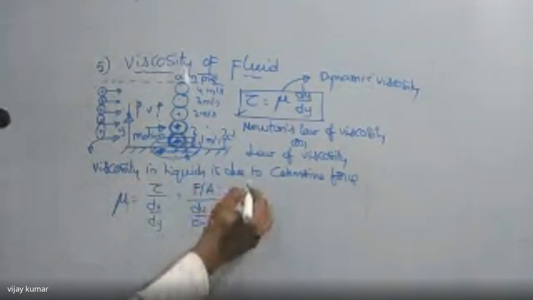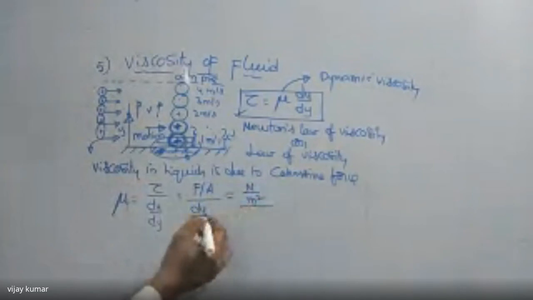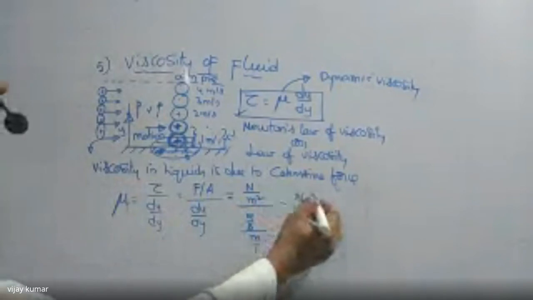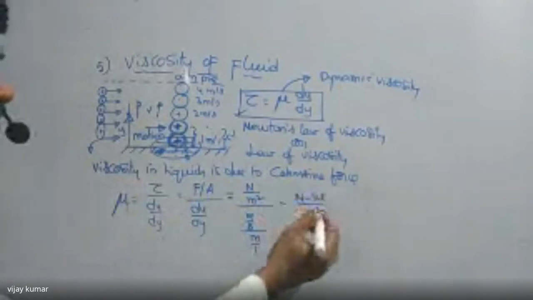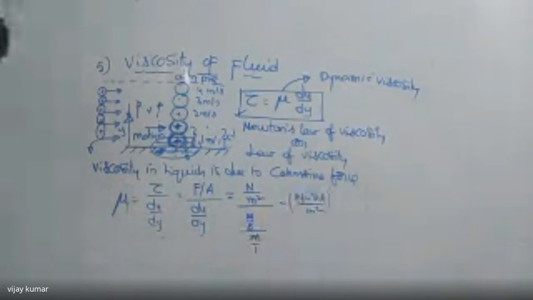What are the force units? Newtons. Area is meter square. Velocity is nothing but meters per second, and y is nothing but meters. So we are getting Newton second per meter square. This is the unit of dynamic viscosity.